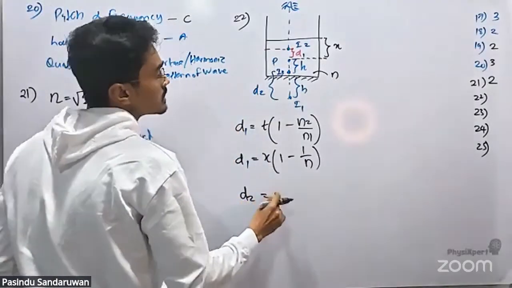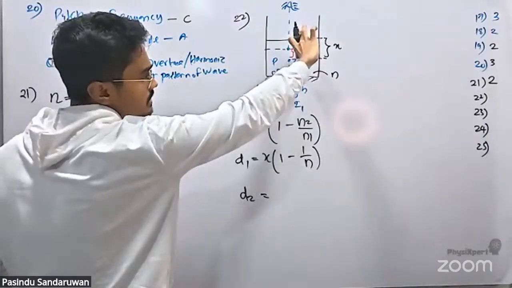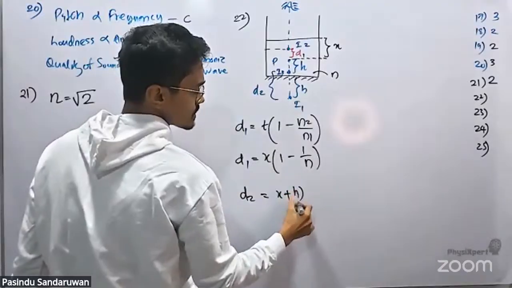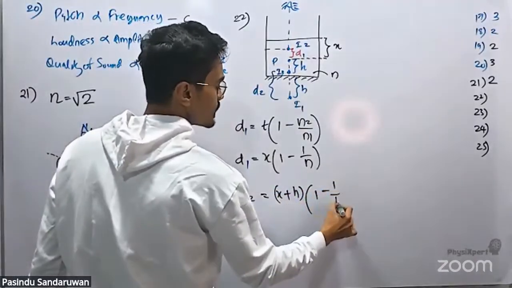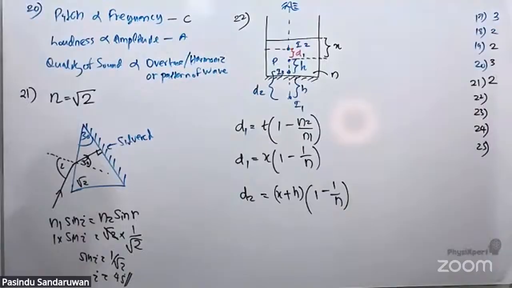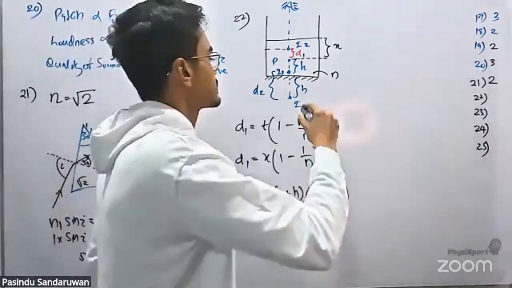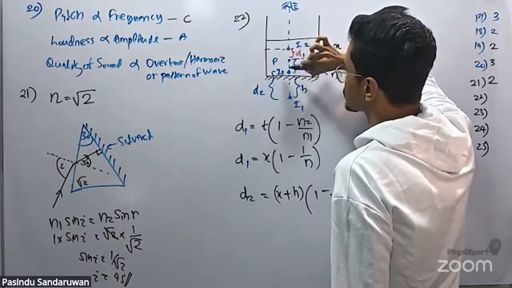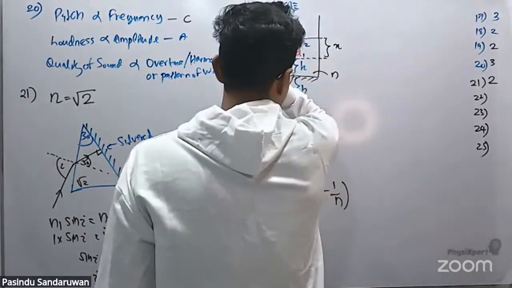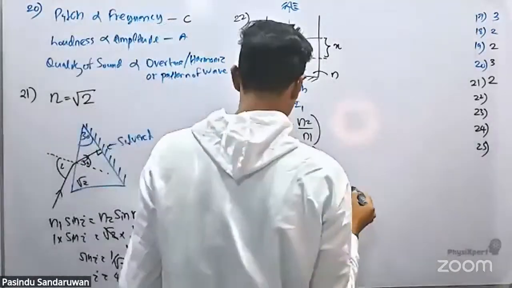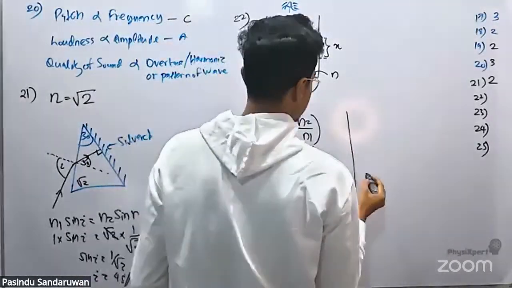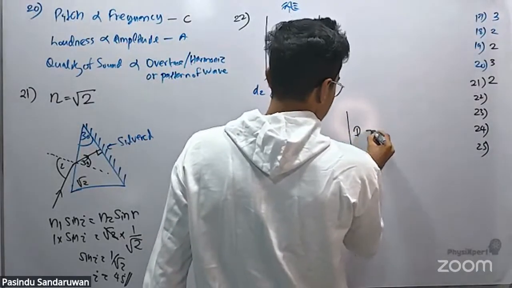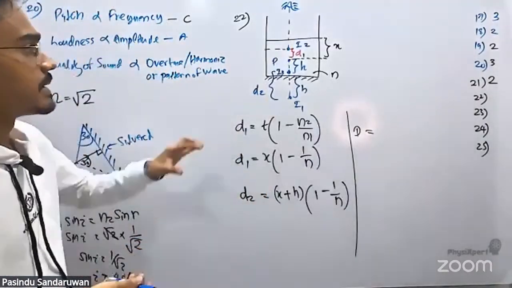D2 equals the thickness of this medium, now the total thickness is x plus h, times again 1 minus 1 over n. Okay. D2 is also known. Now what we need is the distance between these two images. Then that distance, we can write that distance as, see, that's a good question. Let's say that distance is capital D. So we can write that capital D as, right?